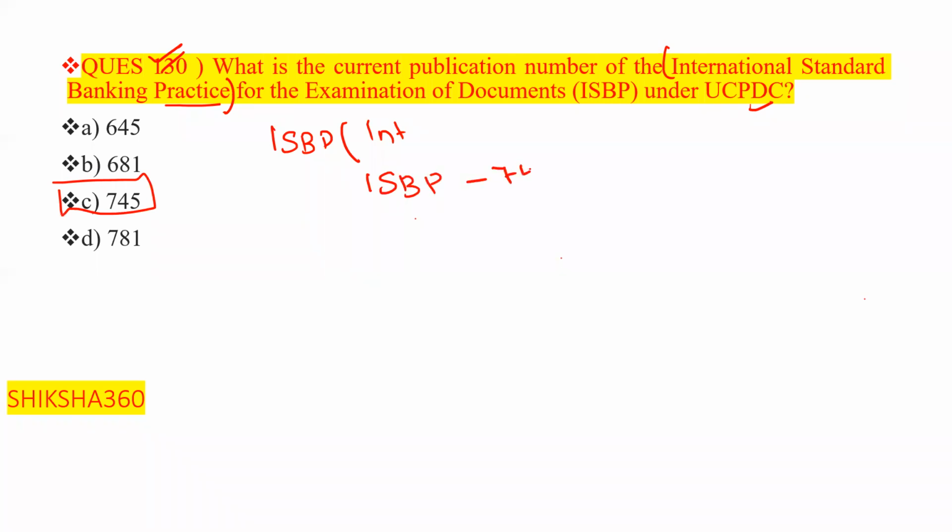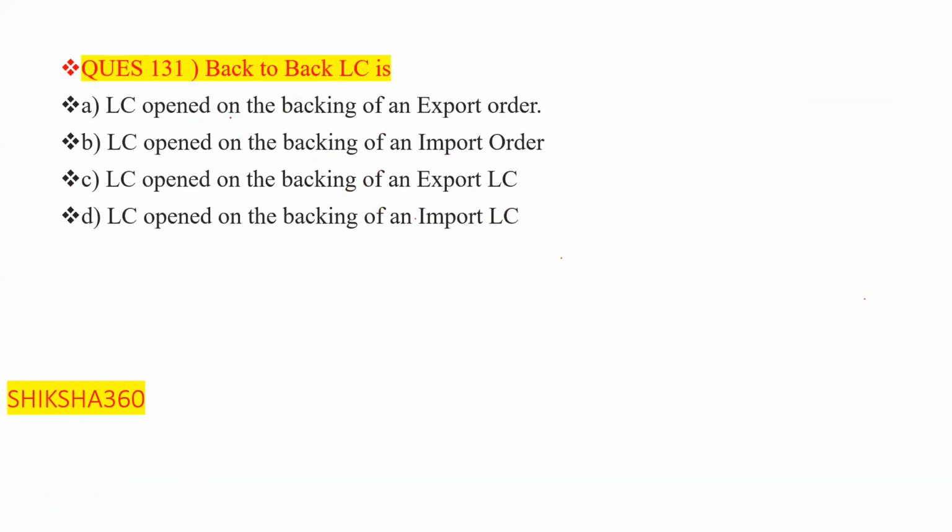ISBP 745 was published in July 2013. Sometimes they ask when this was published. Clear? Now move to the next question.